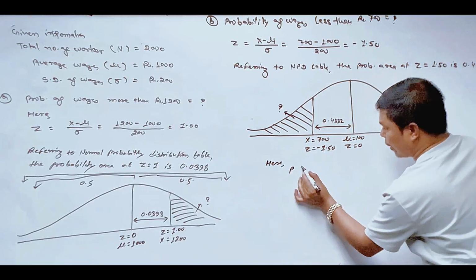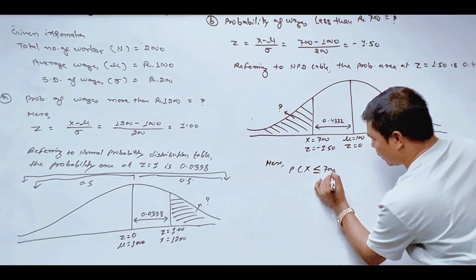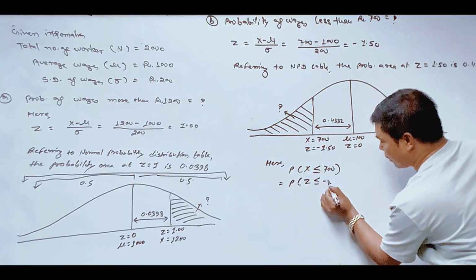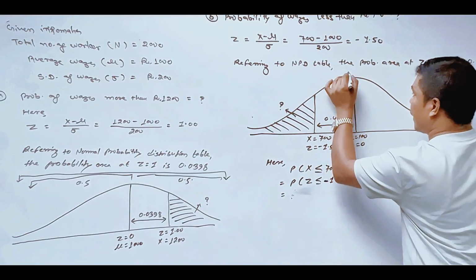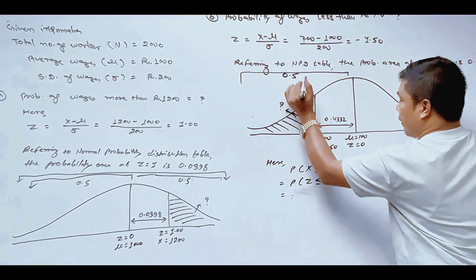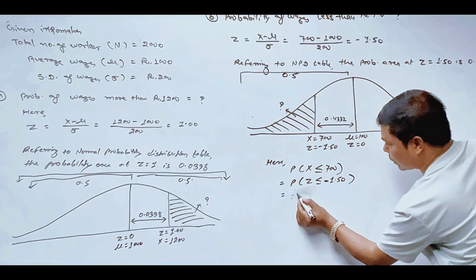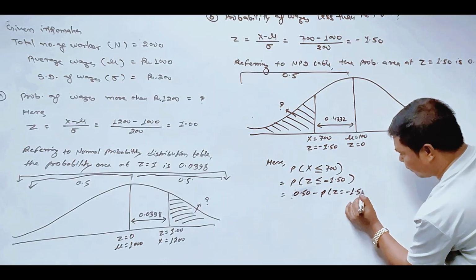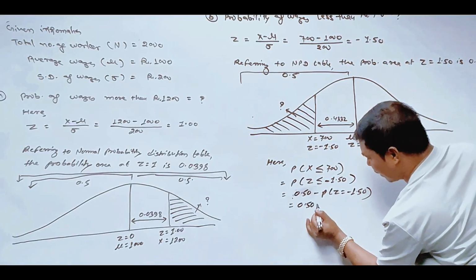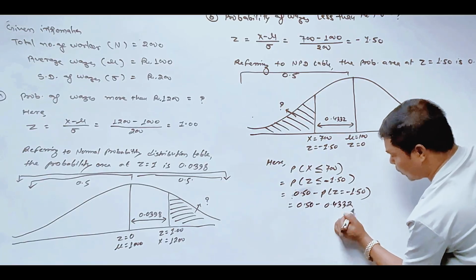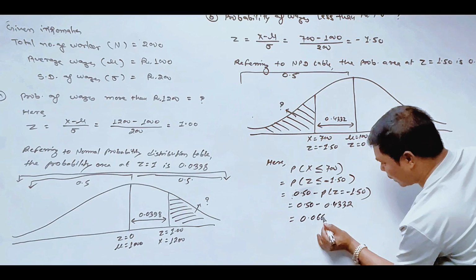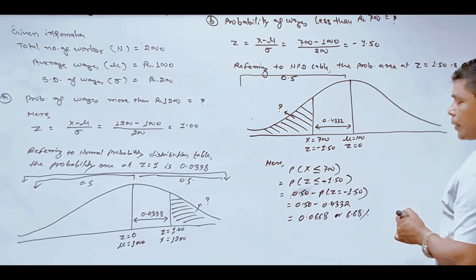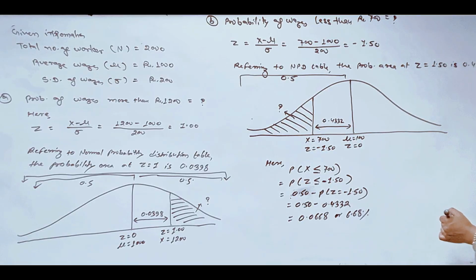P(x ≤ 700), converting into z value, P(z ≤ -1.5). The half of the probability area of the normal curve is 0.5. Then we get the result by subtracting: 0.5 minus P(z = -1.5), 0.50 minus 0.4332. The answer is 0.0668, or 6.68%. So the probability of wages being less than 700 is 6.68%.